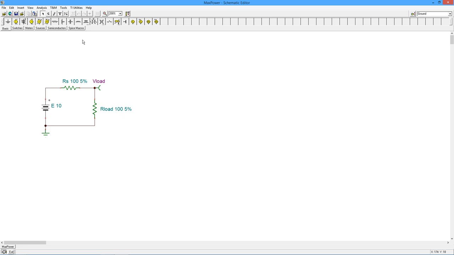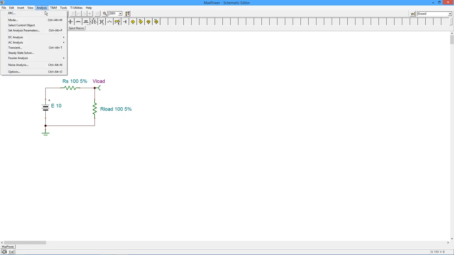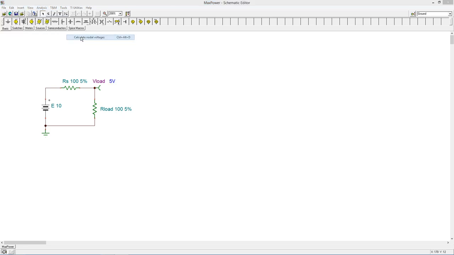All right? So very quickly, we say with the match, we get 5 volts. So 5 volts squared divided by 100 ohms, right? That's 25 divided by 100. So we get a quarter of a watt basically right there.